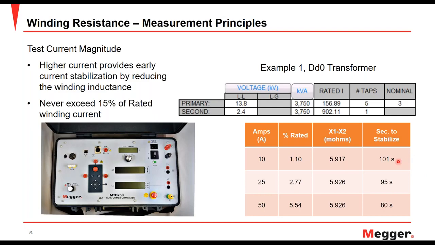So you can see that with increasing current value for winding resistance, increasing test current will reduce the time it takes to stabilize the reading. However, it is very important for me to reiterate, and as a key takeaway, that the value for test current should not exceed 15%. As you can see in the table here at the percentage rated column, none of the current values have gone beyond 15%. The maximum current we have used is 5.54%. So by using the correct test current magnitude, you are ensuring that you get a good accurate reading and you get that reading quickly.